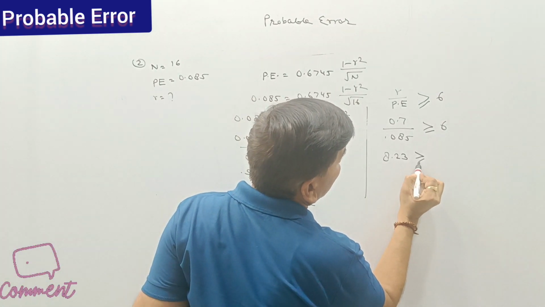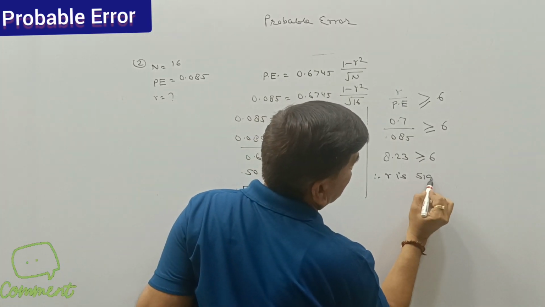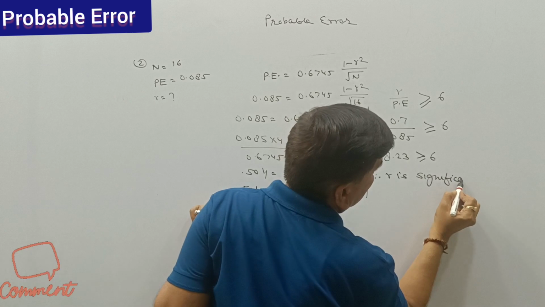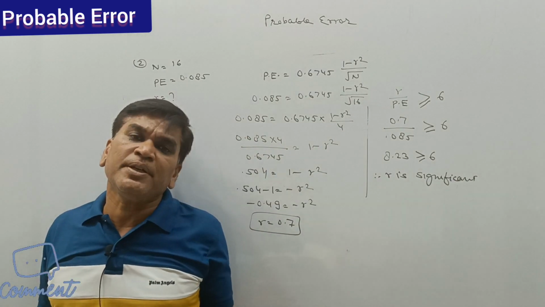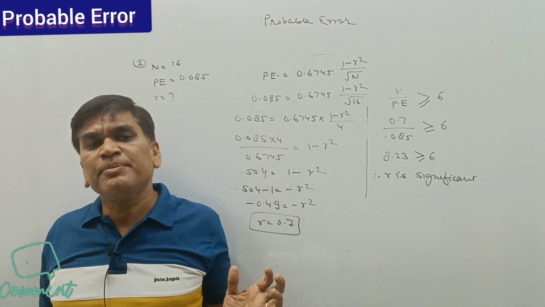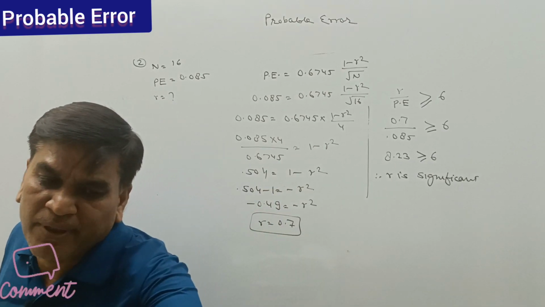8.23 is greater than or equal to 6. So r is significant. So to find whether the correlation is significant or not, with the help of the probable error, very easily we can calculate whether this value is significant.